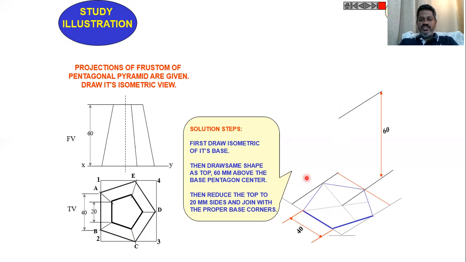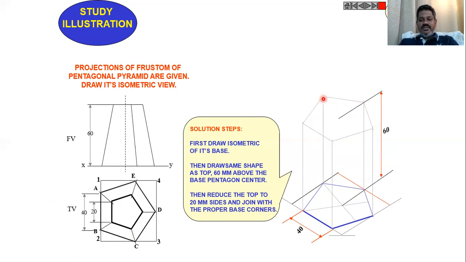Then project all the points of this pentagon like this with the same height, that is 60 mm, from all the points of the pentagon. Then join all those points like this. After joining all the points at a height of 60 millimeters, now we need to construct the sectioned surface of the pentagonal pyramid at a height of 60 millimeters.